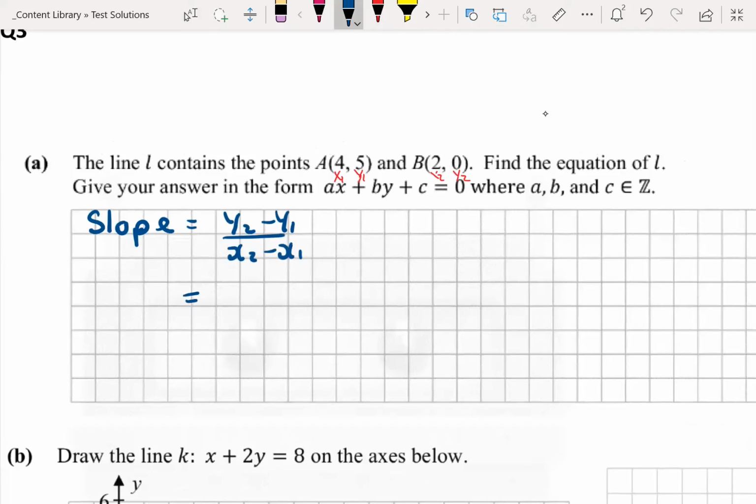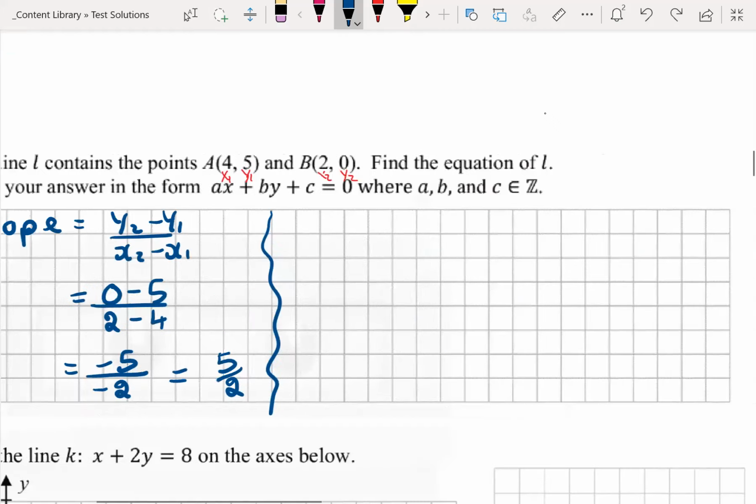Okay, let's fill in here. We have y2 is 0, minus y1 is 5, and x2 is 2, minus x1 is 4. We get negative 5 on top and negative 2 on the bottom, which is a negative on top and a negative on bottom. So that means we're dividing negative by negative, which gives us a positive, and you can put it as 5 over 2. Okay, that's our slope.